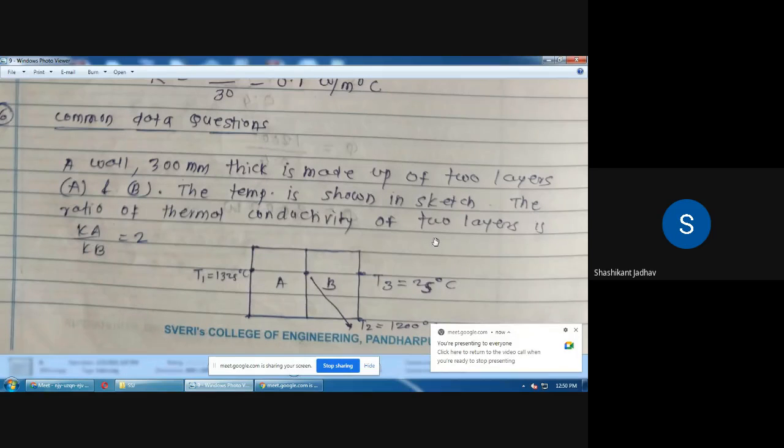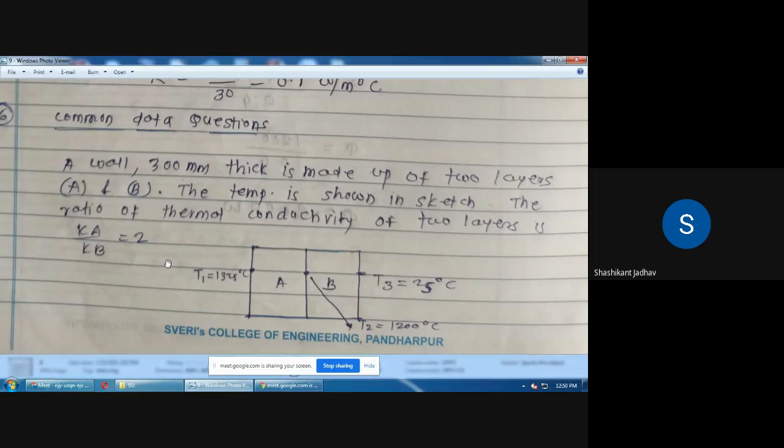Okay, so a wall 300 thick is made up of two layers A and B. The temperature is shown in this sketch. The ratio of thermal conductivity of two layers is given: Ka by Kb is equal to 2. So in this case, they have given the two layers, that is layer A and layer B.